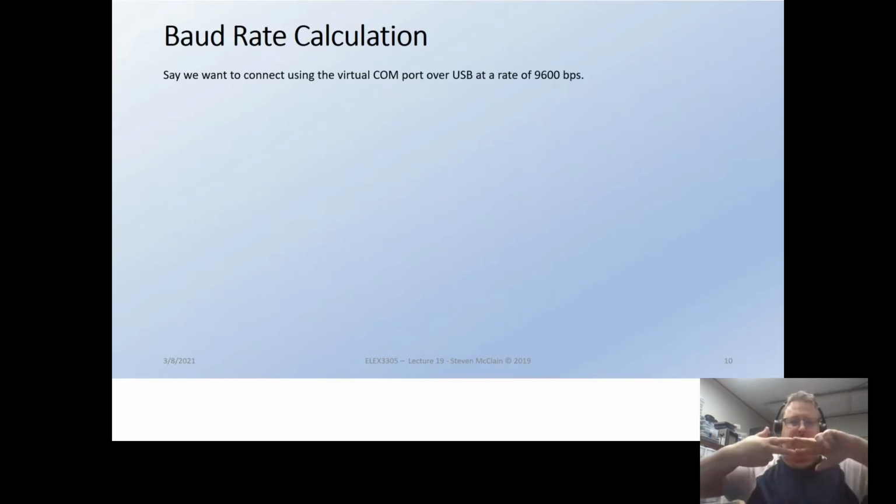And it's just a full duplex connection, just like what we did, where the transmitter is hooked up to the receiver and the receiver is hooked up to the transmitter. And that's what you get. You get that for free. It's part of the development board.